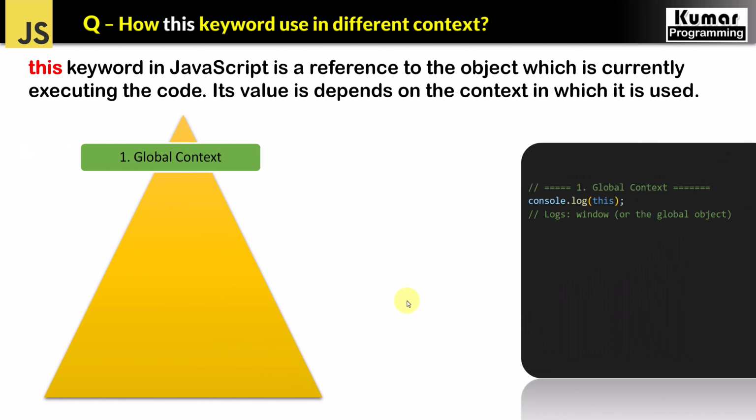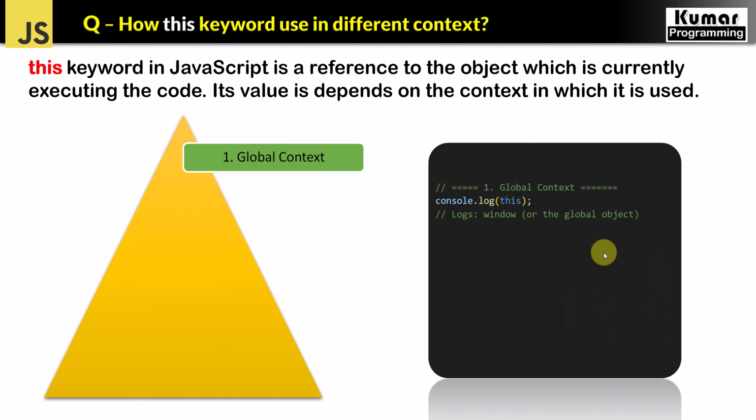The very first context which we have is global context. What is global context? First of all, anything which is written outside of a function is known as a global context. You can see here, we are simply logging this object without any function. At this point of time, it's going to return a window object, or in Node.js, it's going to return a global object. We will see all those things in our practical demonstration.